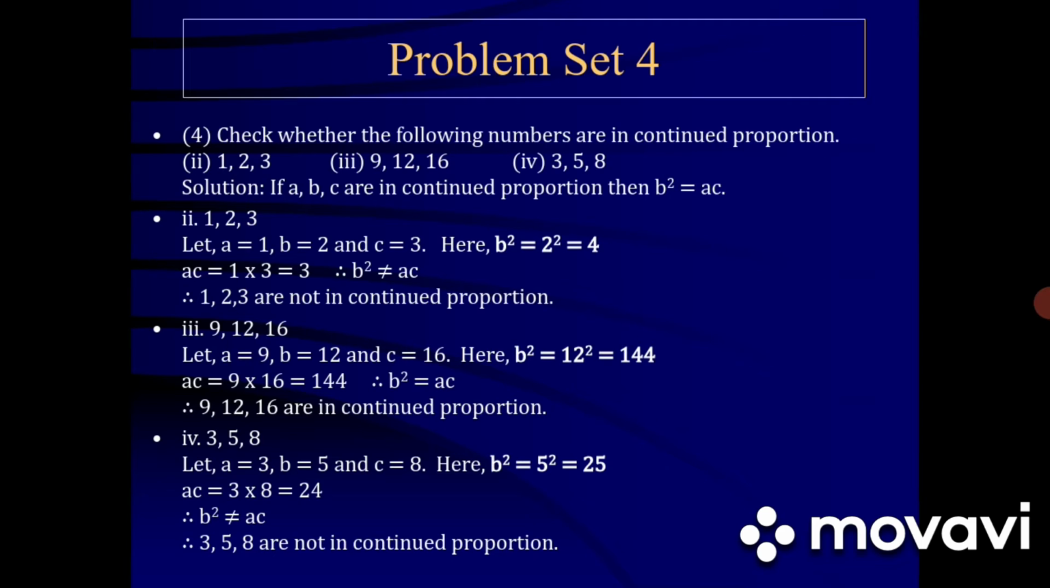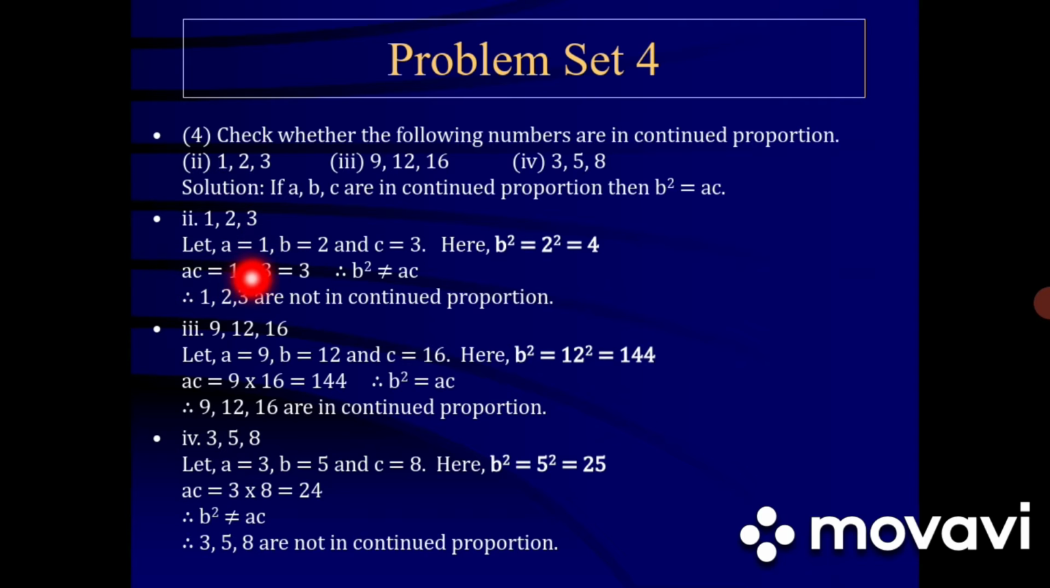Question 4. Check whether the following numbers are in continued proportion. Solution: if A, B and C are in continued proportion, then B square is equal to AC, where B is the geometric mean or the mean proportional. Subdivision 2. 1, 2, 3.